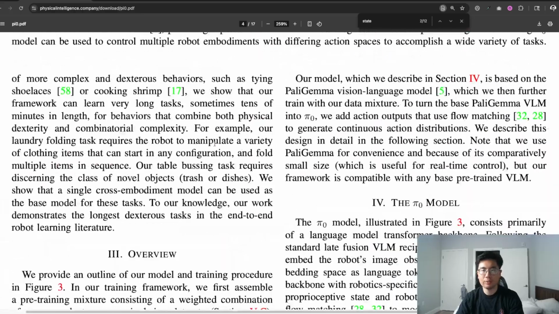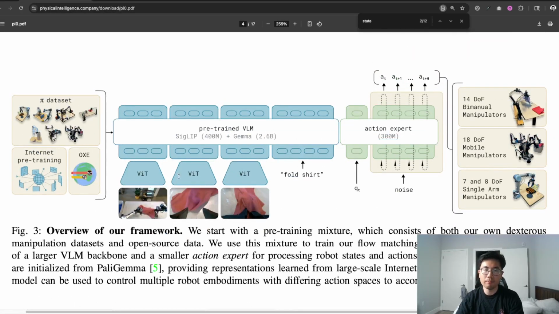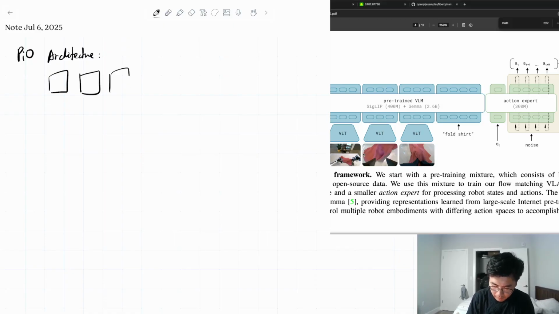Okay, so let's just quickly redraw. I think the main thing that was confusing for me. Okay, so let's just draw this, right? I'll draw this top down. And now let's switch to our iPad. Let's briefly describe the Pi0 architecture, right? So what they do is you take a bunch of images, and here you see 3 images because these are 3 different camera angles.